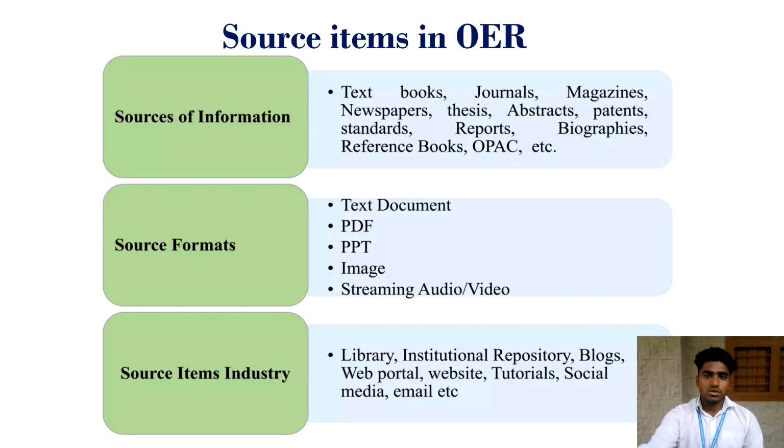Okay. Then, the source items in OER. What are the source items in OER? The sources of information are textbooks, journals, magazines, newspapers, theses, abstracts, patents and standards, reports, biographies, reference books and opaque materials. Then what are the formats of these sources? We use study materials as PDF, text documents or PPT presentations, then images, streaming audio and video as the major OER formats.